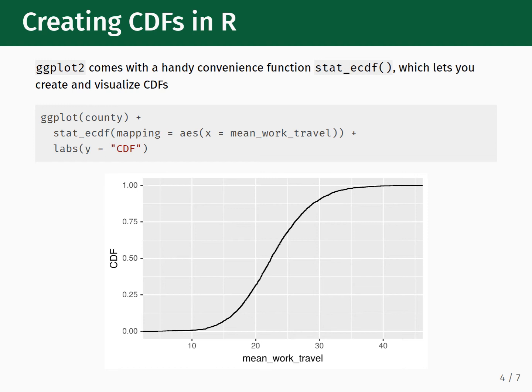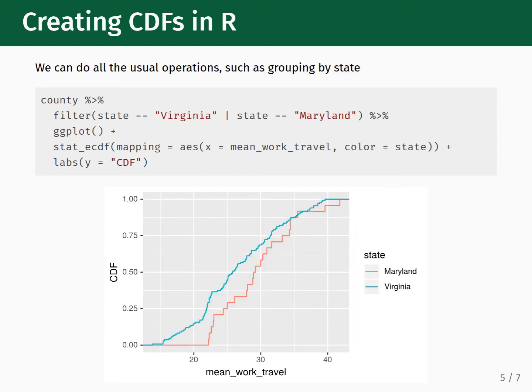By looking at this curve, we see that the 50th percentile sits around 22 minutes, which would also be the median value. As another example, the 75th percentile sits around 26 minutes. So we can see how we can use these plots to quickly estimate the values that define the different percentiles. We can do all the usual operations with stat_ecdf, such as grouping by state.